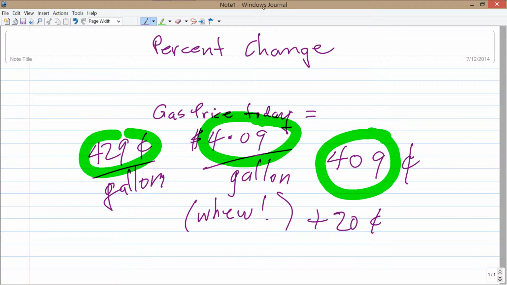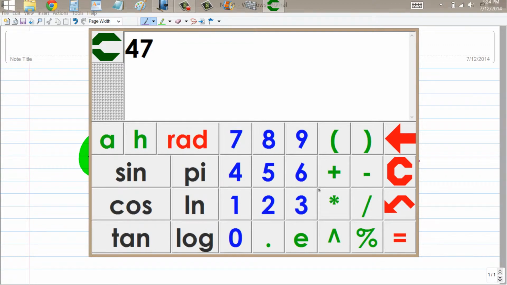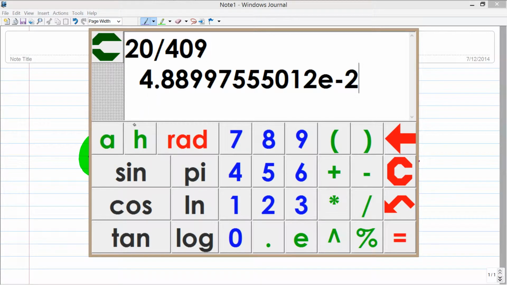So let's take the brand new calculator program that I just downloaded called Calcute. It's also very easy to see. So let's clear that and take 20 divided by 409. That's plus 4.889 and some more digits times 10 to the minus 2, or 0.048899, etc. You move the decimal point over 2 places to the left.